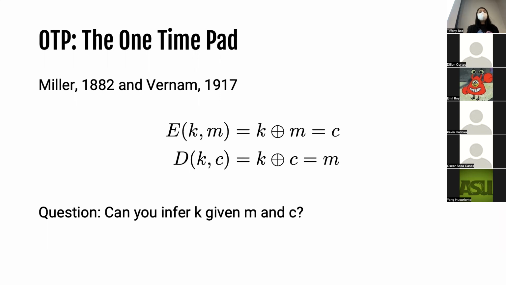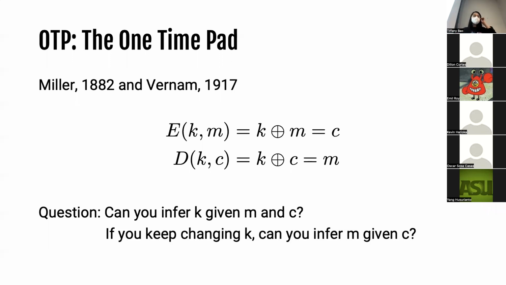Because if you already have C is equal to K XOR M, you can just get K by computing C XOR M. Basically, as long as you have both the plain text and the ciphertext together, you can just recover the key, right? And then once you recover the key, in the future, whenever you get a ciphertext, you can always just revert it back to get the plain text because now you have the key already.